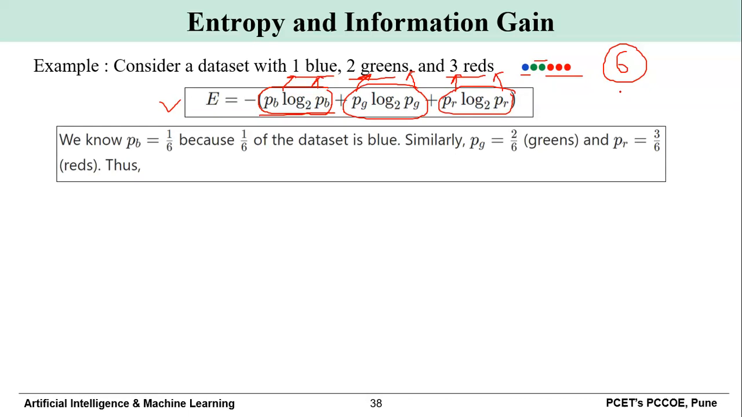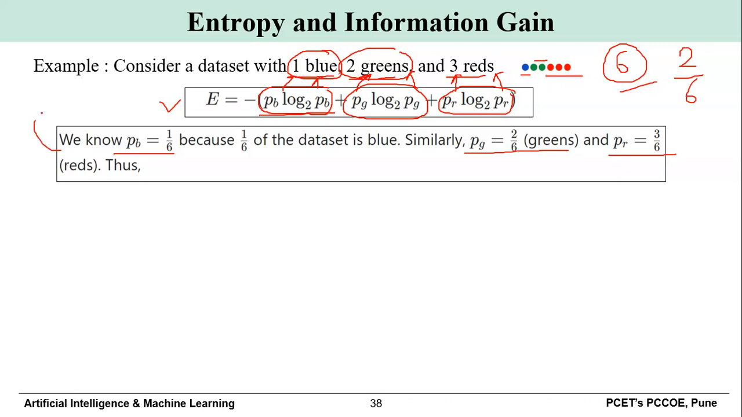Now we know that there are total six dots, and out of that six only one dot is of blue color. So the probability of getting a blue color dot is 1 by 6. Again, there are two green colored dots, so the probability of getting a green color dot is 2 by 6. And similarly there are three red colored dots, so the probability of getting a red color dot is 3 by 6.